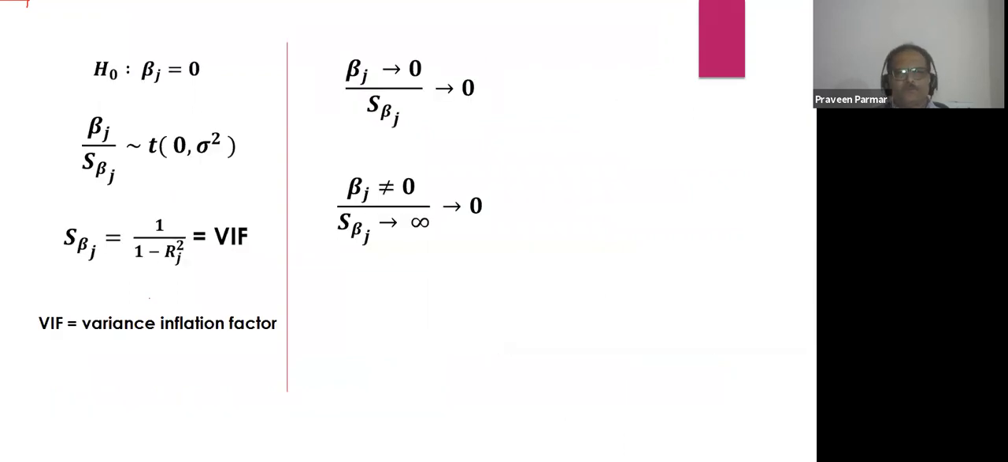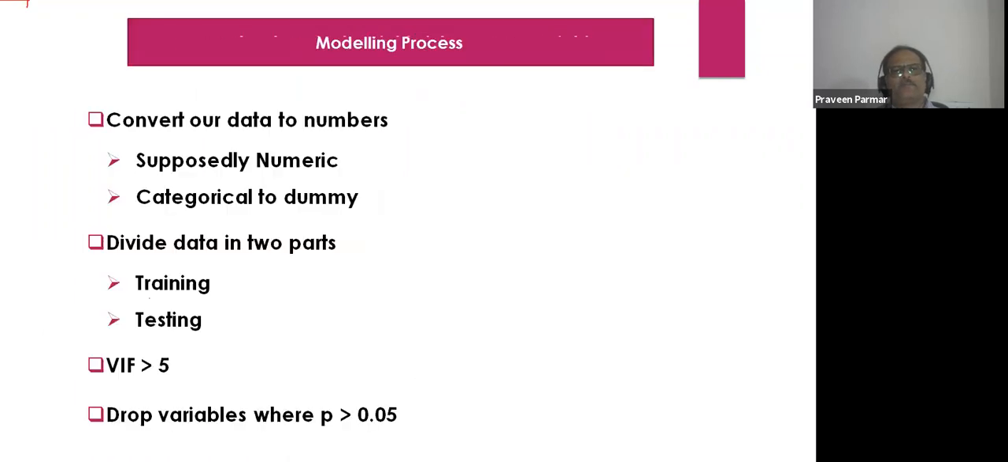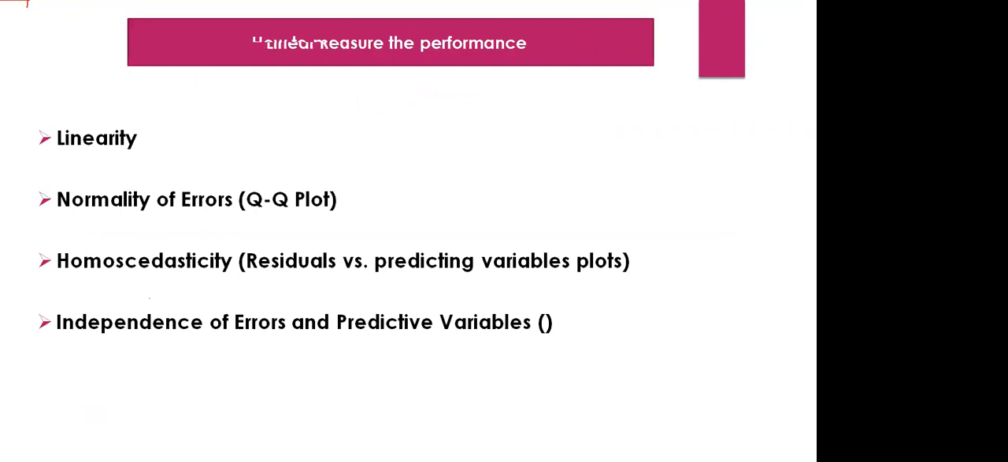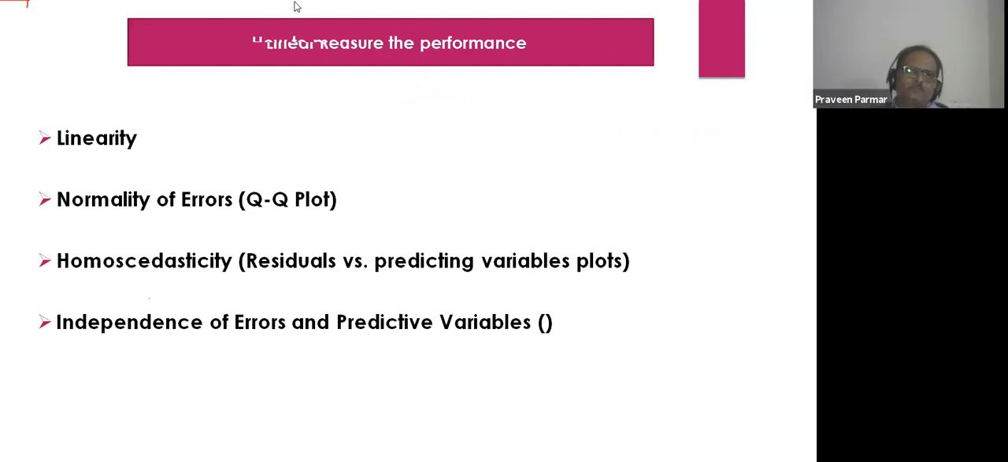This is the VIF formula: 1 over 1 minus Rj square, the variance inflation factor. Now we see some assumptions of linear regression. First is the linearity. Second is the normality of errors, which we can see through the QQ plot. And third one is the homoscedasticity, residuals versus predicting variables plot. And independence of errors and predictive variables. So we see it.